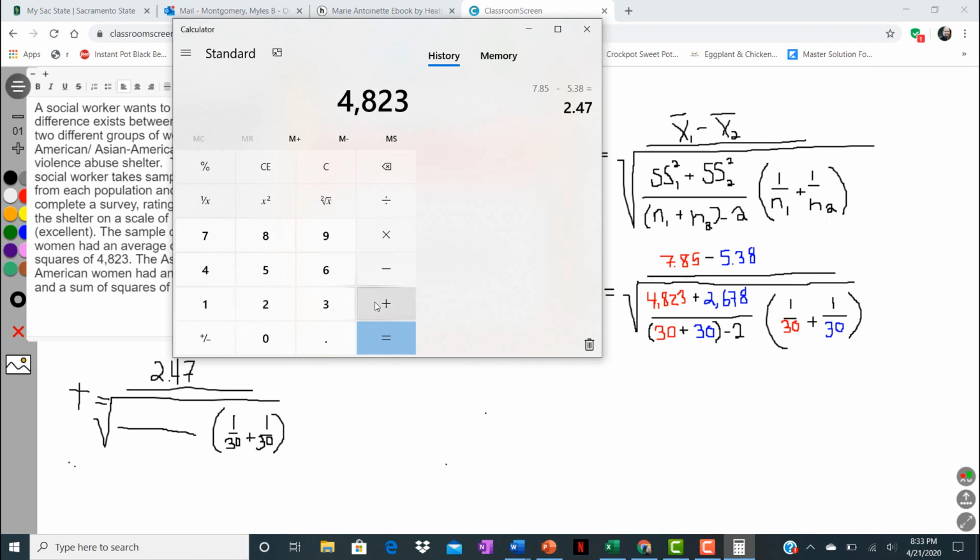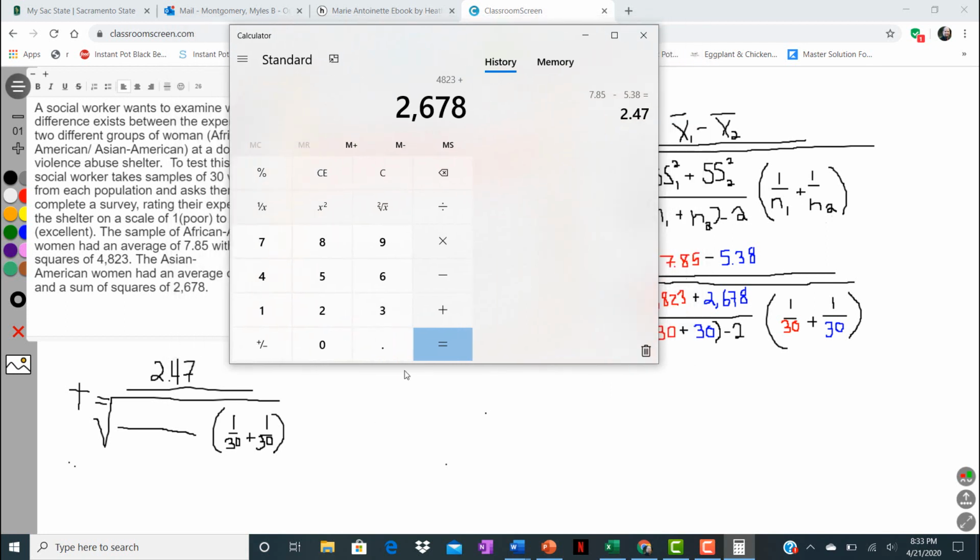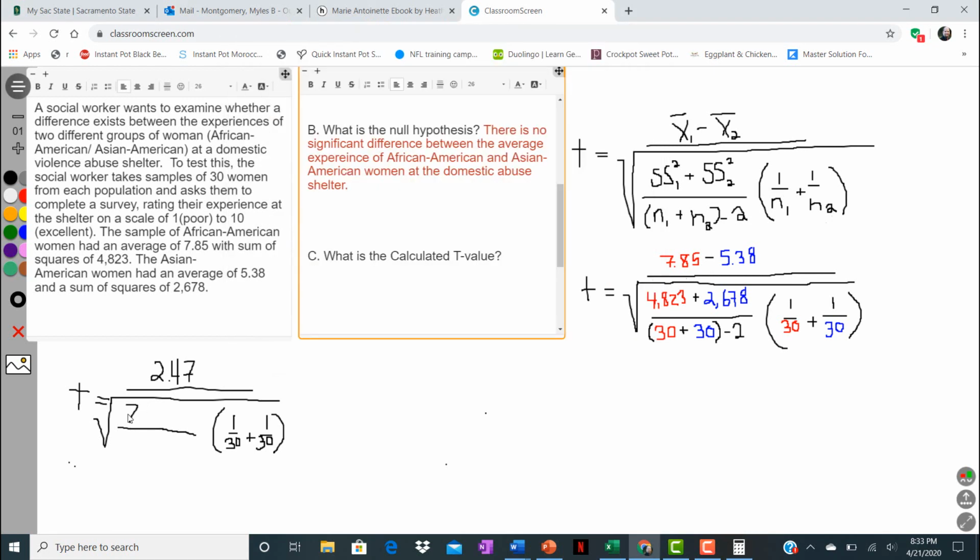4,823 plus 2,678. Did I get all that right? Yep, I did. Okay, equals. So that's going to put this number here, 7,501. Okay, very good. Now let's take a look at what we have here. This is 30 plus 30 is 60 minus 2. It's going to give us 58.